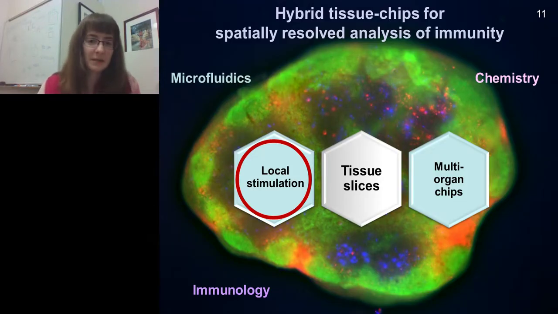Okay, so with this technology, what are some of the things that are possible? What I'm going to share with you are two short stories, one using tissue slices in fluidics to ask questions about local events in the tissue, and then the other to ask about interactions between multiple organs in the body. So two different levels of spatial organization, and we're going to start with local stimulation.